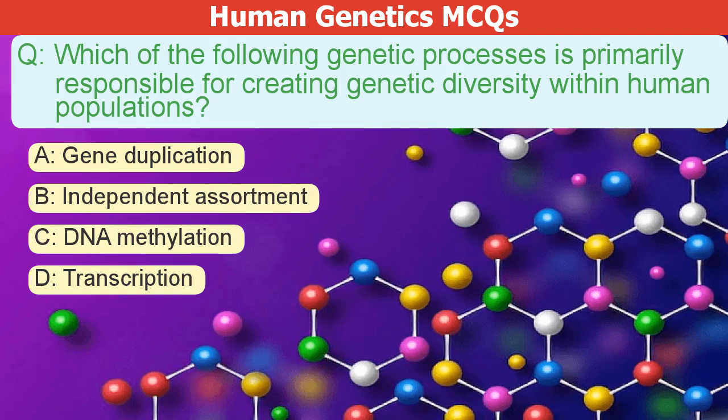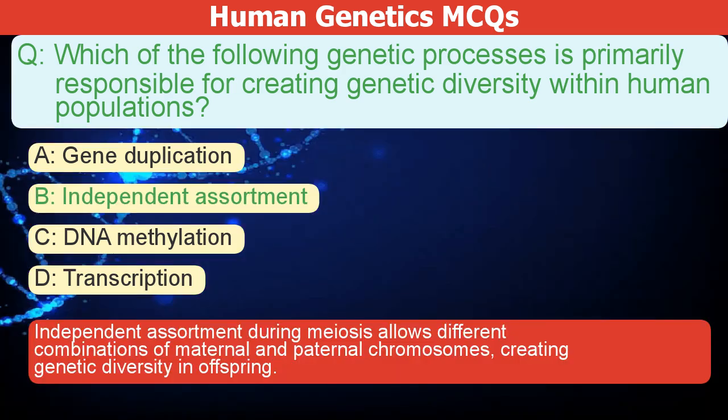Which of the following genetic processes is primarily responsible for creating genetic diversity within human populations? A. Gene duplication. B. Independent assortment. C. DNA methylation. D. Transcription. The correct answer is B. Independent assortment during meiosis allows different combinations of maternal and paternal chromosomes, creating genetic diversity in offspring.